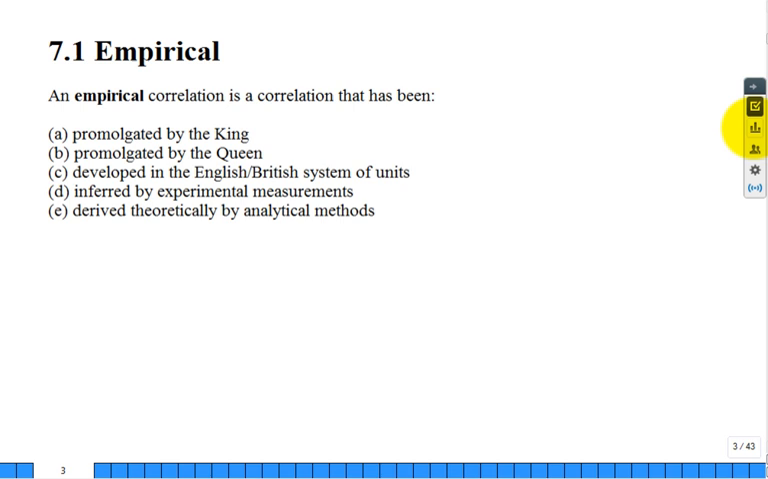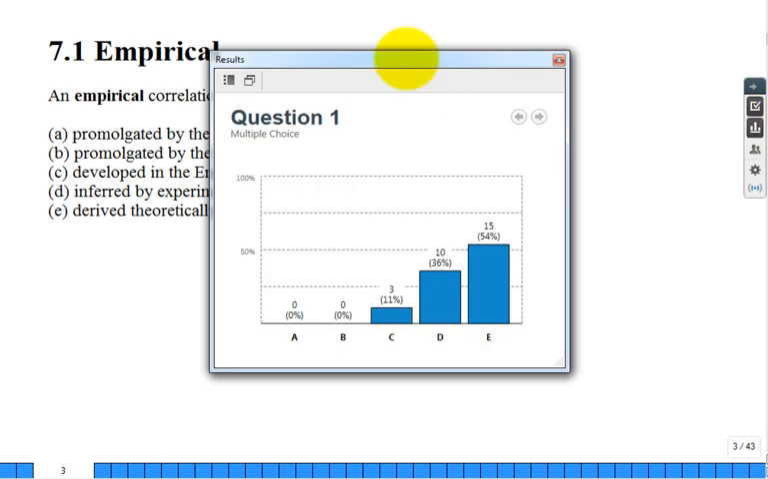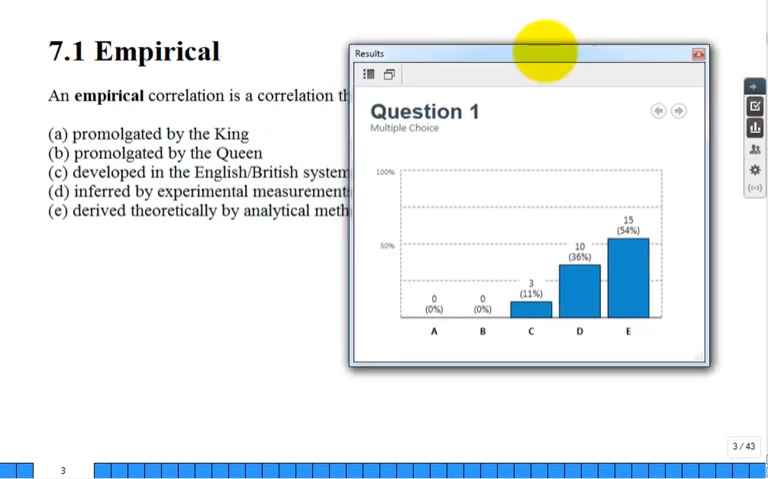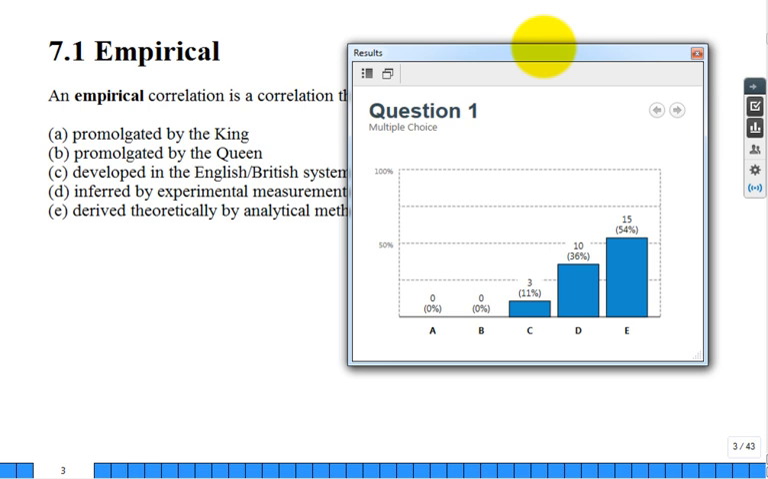Yeah, let's show the results. Well, nobody thinks it's the king or queen promulgating it, dictating what it's going to be. It's really not associated with any system of units. Empirical sounds like it. Sometimes you'll see the empirical with an I, empirical system of units. That's old terminology in my opinion.